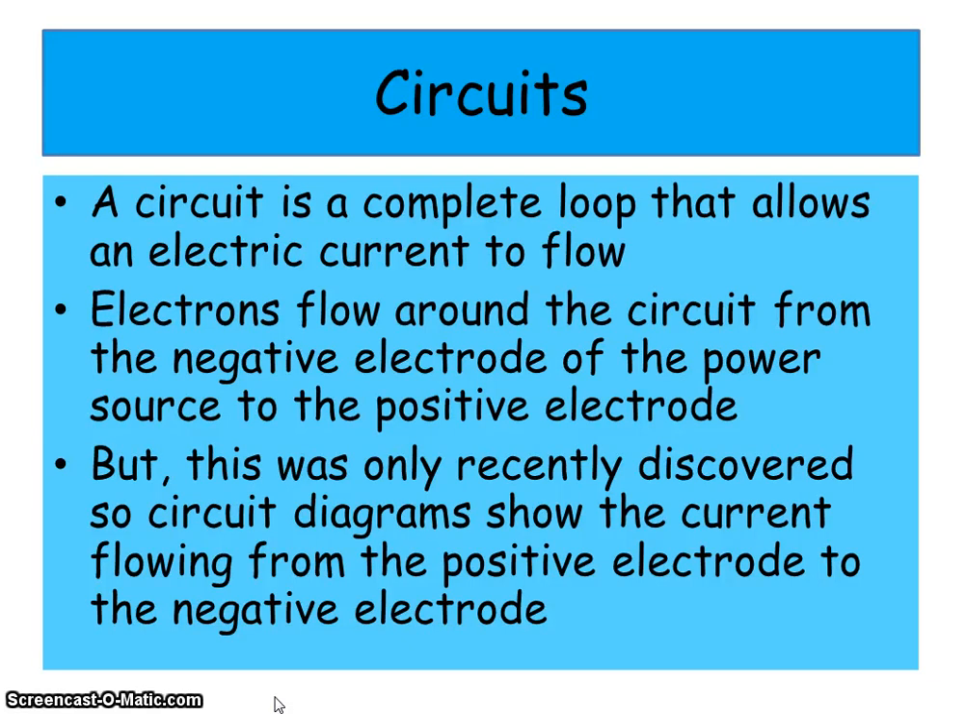When an electric current flows in a circuit, the current is the movement of charge around the circuit, and the charge is carried by the electrons. The size of the current is given by the charge passing a point in a circuit each second. The higher the current, the higher the number of electrons moving past the point each second.